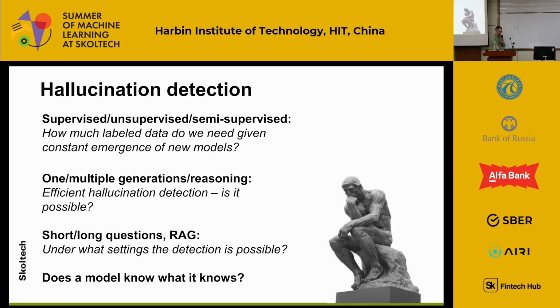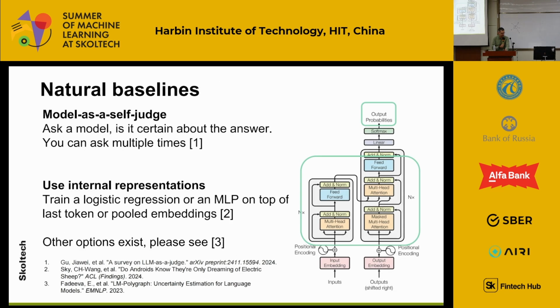Basically, our desire would be to have hallucination detection using a single generation of the input with output, with little additional cost. Also, sometimes we want to be more specific about the problem statement, because sometimes we expect short answers, sometimes long answers, sometimes short questions, sometimes long questions, and sometimes we have additional RAG information. Maybe some methods will be more efficient in one setting and some in another. And the final question, maybe related to the previous one, is: does the model itself know that it knows or does not know something? So let's find out.